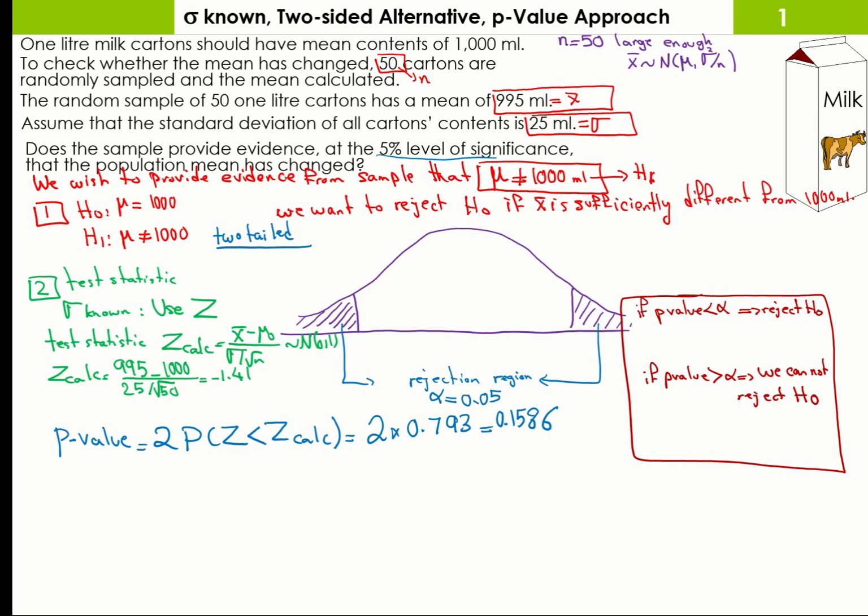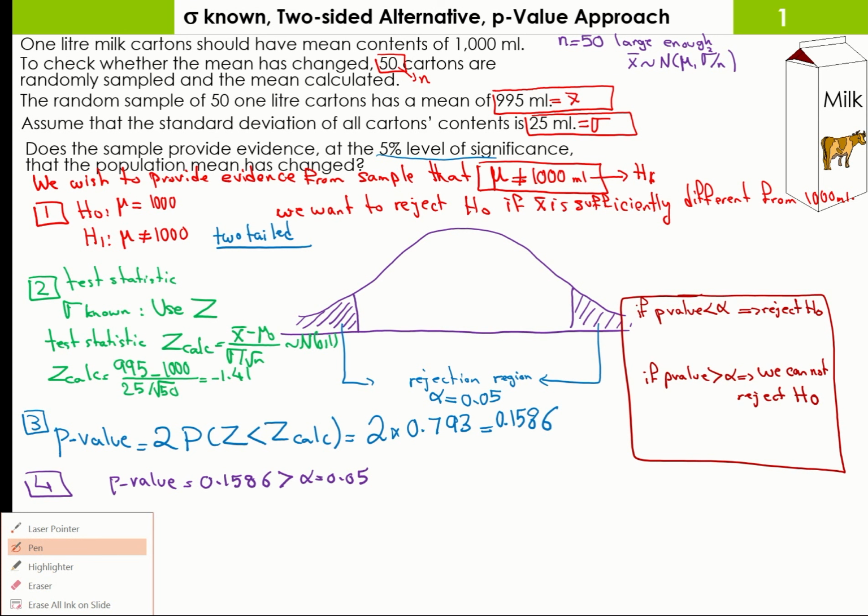Now we have to compare this with alpha to see whether we should reject it or not. This is the third stage. Now for the fourth stage, we have to compare p-value and alpha, and we see that here the p-value, which is 0.1586, is larger than alpha, which is 0.05.